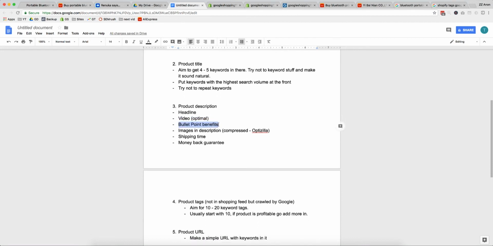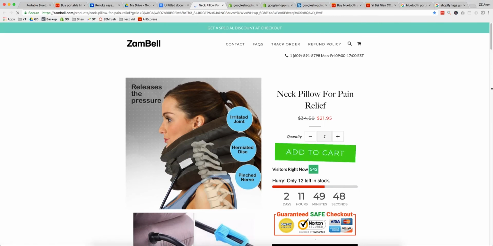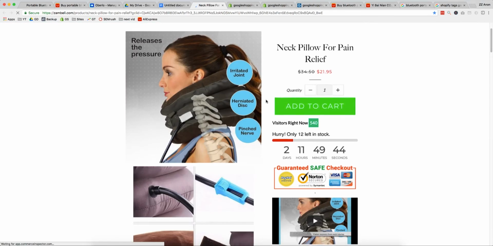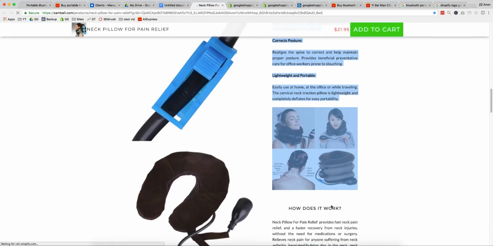Bullet points and benefits, right? You don't want to have a huge paragraph. You want to break up the product description into bullet points because a lot of people skim read. You want images in the description. So on a product page, ideally you have product images here, and then you also want to put them in the description as well, because some people are lazy, right?